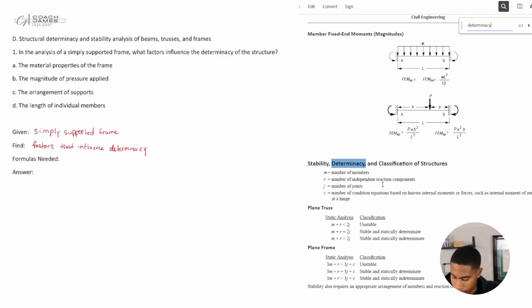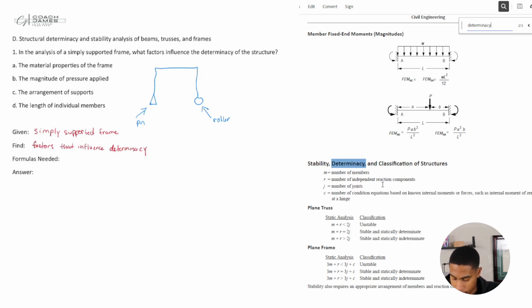Okay, so we got a simply supported frame. What does that even look like? I'm just going to say it looks like this. All right, this is our frame. This is my pin. So simply supported just means it has a pin and a roller supporting it. Whether it's a beam, frame, truss, whatever, simply supported just means it has a pin on one side, roller on the other.